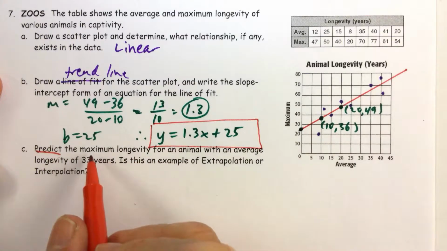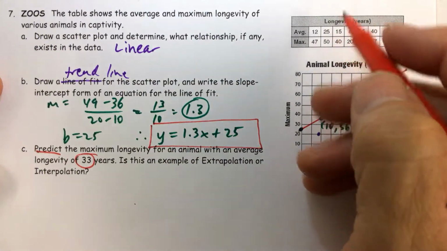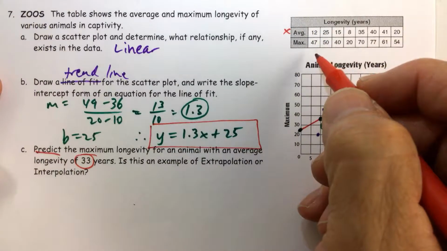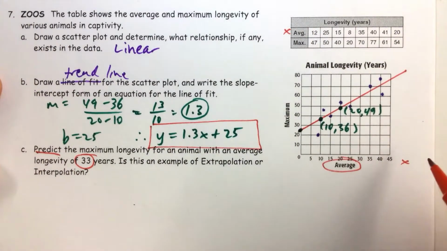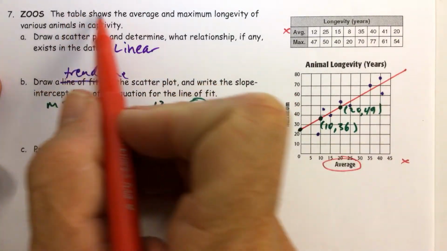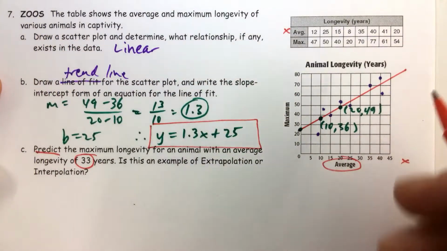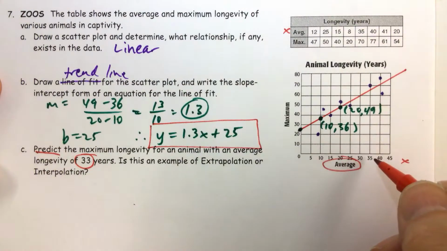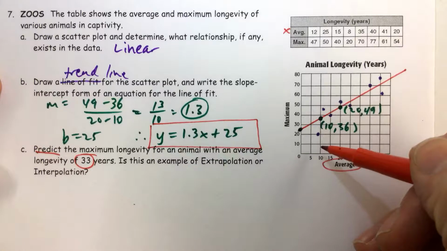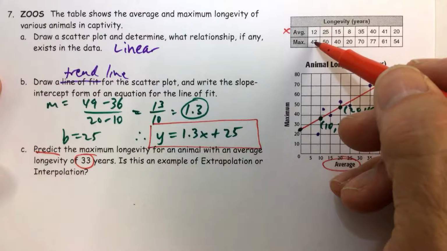Predicting the maximum longevity for an animal with an average longevity of 33 years. So, looking here, the number of years, that's our x, the average number of years. What are we doing here? I didn't even read the problem. The table shows the average and maximum longevity of various animals in captivity. Okay, I got it. If the average longevity is 12 years, then the maximum would be 47. So for one animal, their average is 12, maximum 47.